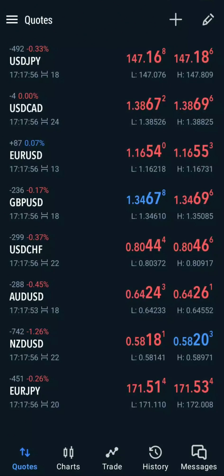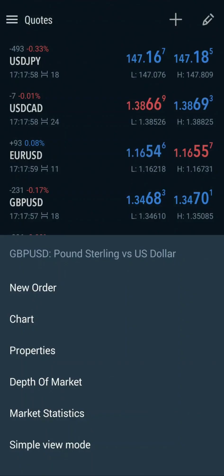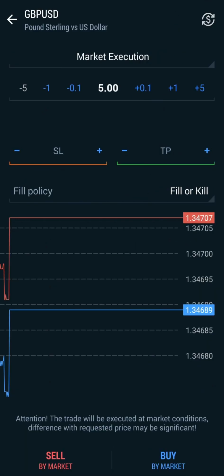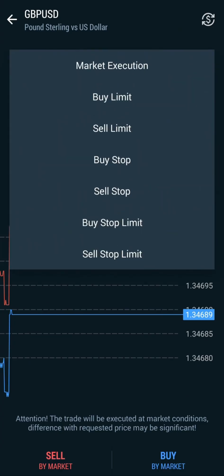In MT5, you have the option to use a pending order, which is an instruction to open a trade at a specific price level in the future, rather than at the current market rate. It allows traders to plan entries in advance and have trades automatically triggered when market conditions meet their predefined criteria.